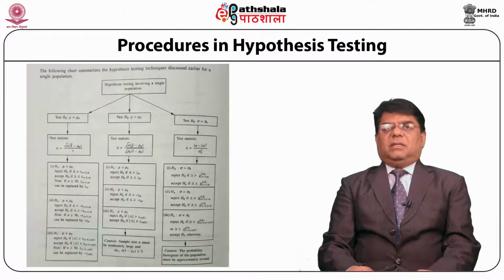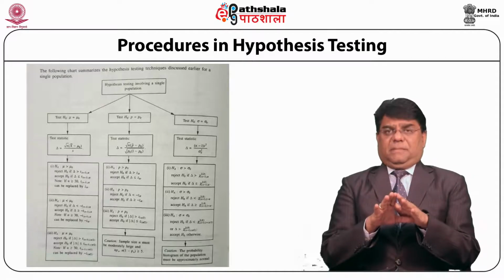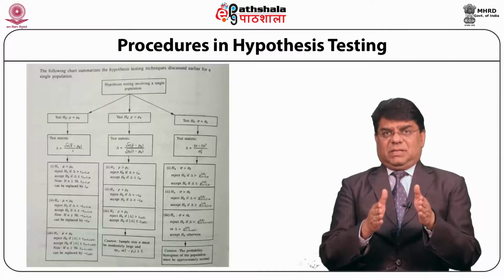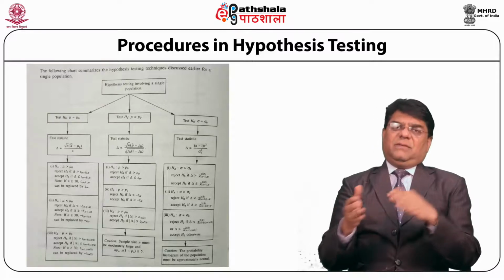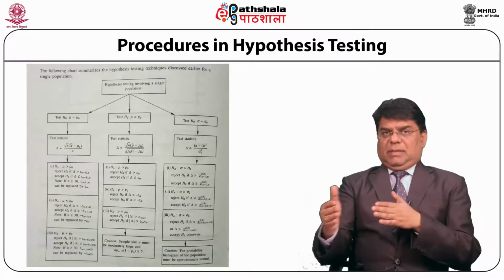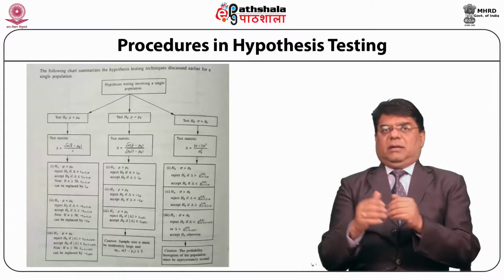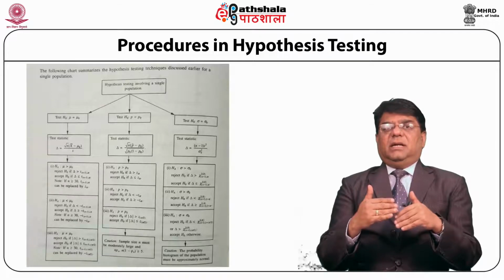Now let's see the procedure for hypothesis testing. When we test a hypothesis, we proceed in the following manner. First, formulate the null hypothesis and the alternative hypothesis, as I have told you through my previous slides, that we make H0 and H1. Then choose a level of significance.